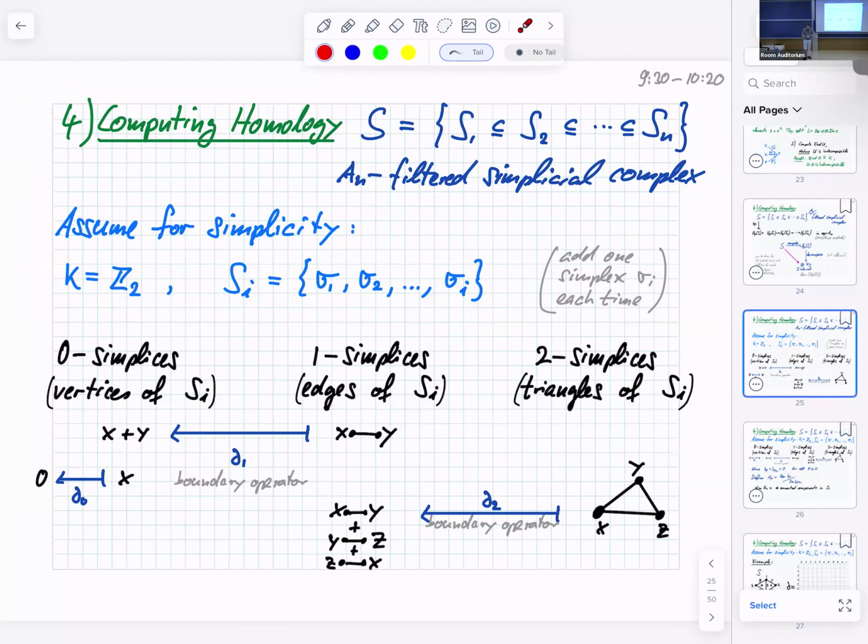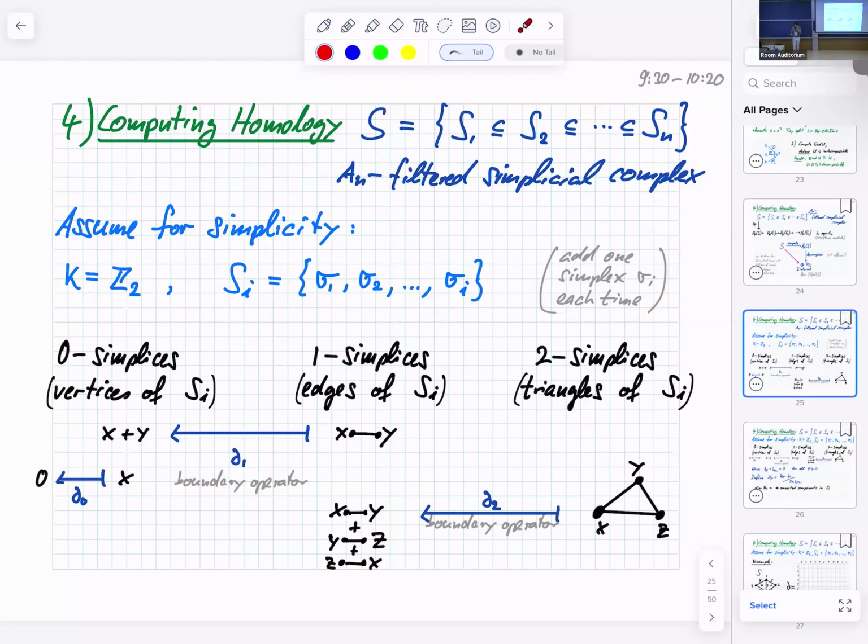And I also assume for the moment that my filtered simplicial complex is a sequence of simplicial complexes, an increasing sequence. So at every step, I add some more simplices. And I want to assume that I add one simplex at a time. In principle, I can add 3 or 5 simplices, but this gives me a finer filtration. So I add one simplex at a time. So my complex S_i will be just given by simplices sigma 1 up to sigma i. And then I add one more, then I get S_i+1, and so on and so on. So every step I add one simplex. That's good?